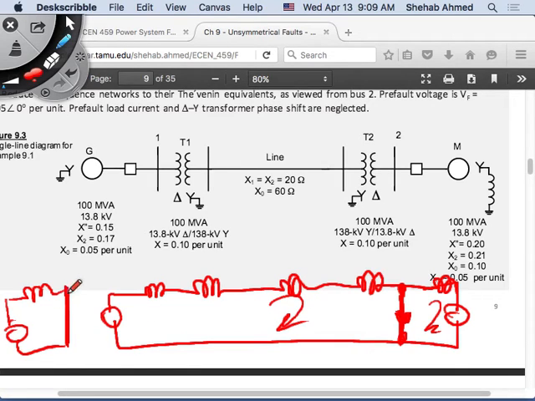I mean, it's the same. You found the Thevenin equivalent at these nodes, right? So put a short circuit at these nodes, and then you're done, right? So it's part of the process.